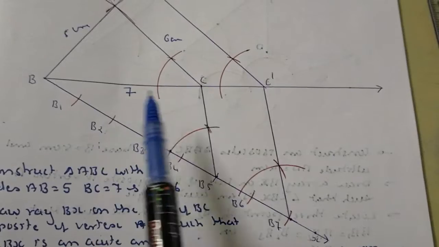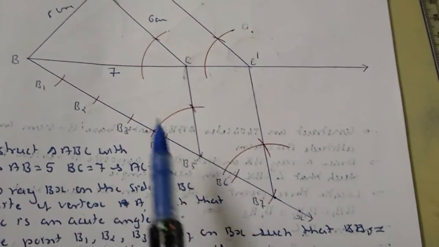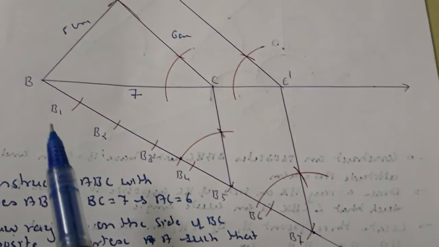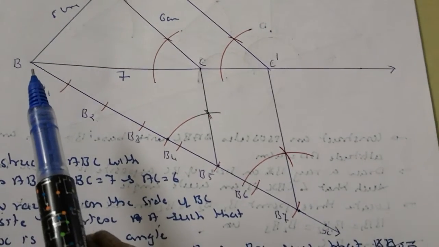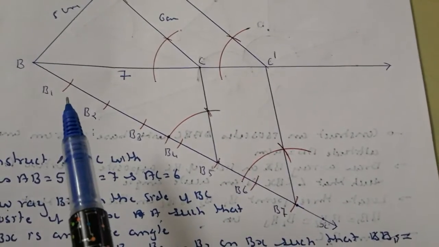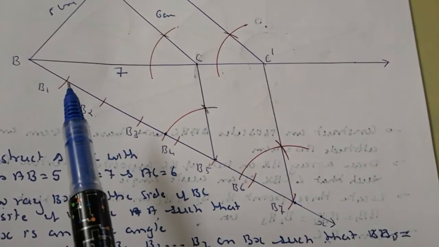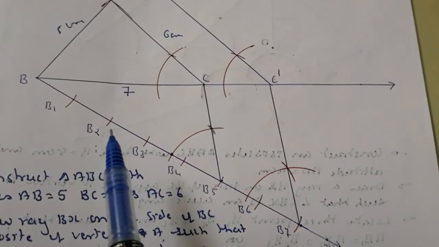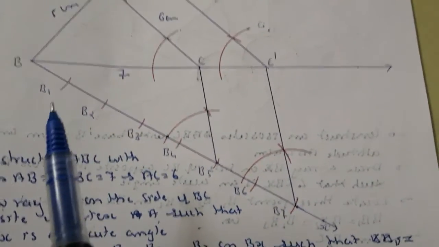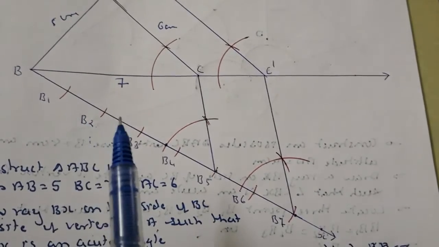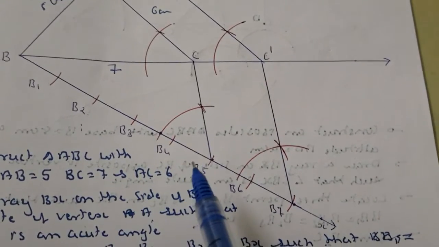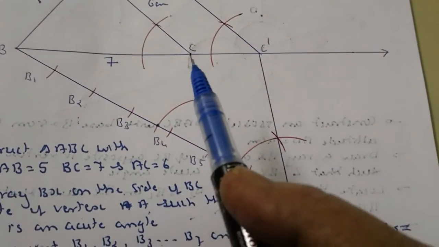Now draw an angle CBX such that CBX is an acute angle. Then from point B with a suitable radius, draw an arc intersecting the ray BX at point B1. Then draw another arc to get B2, and in the same way B3, going up till B7, so that B1B2 is equal to B2B3 and so on. Then join B5 and C.